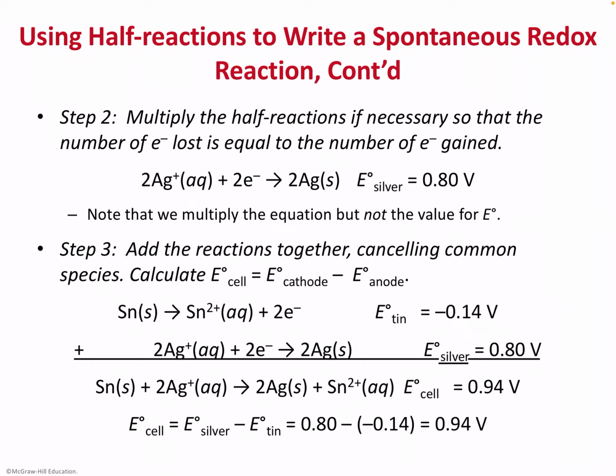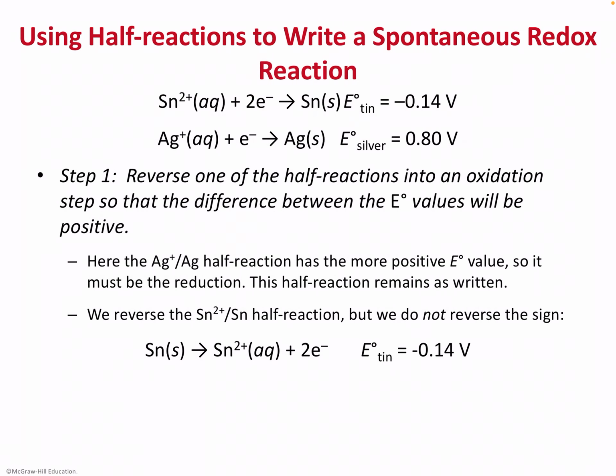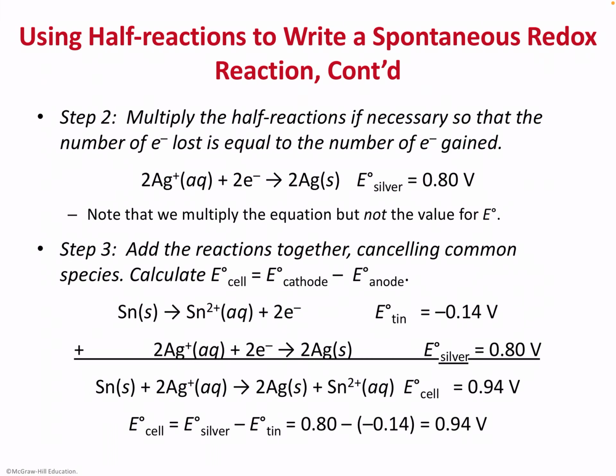Okay. And then step 2. Multiply the half reaction if necessary so that the number of electrons lost equals the number of electrons gained. Here you have 2 electrons, here you have 1 electron, so we need to multiply this by 2. We multiply the equation but not the value for E naught. E naught will not be doubled. We just multiply only the reaction.